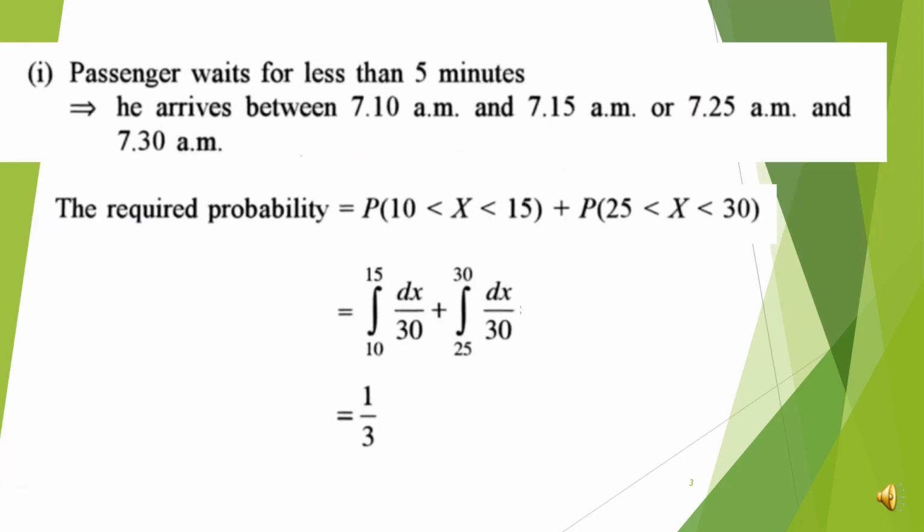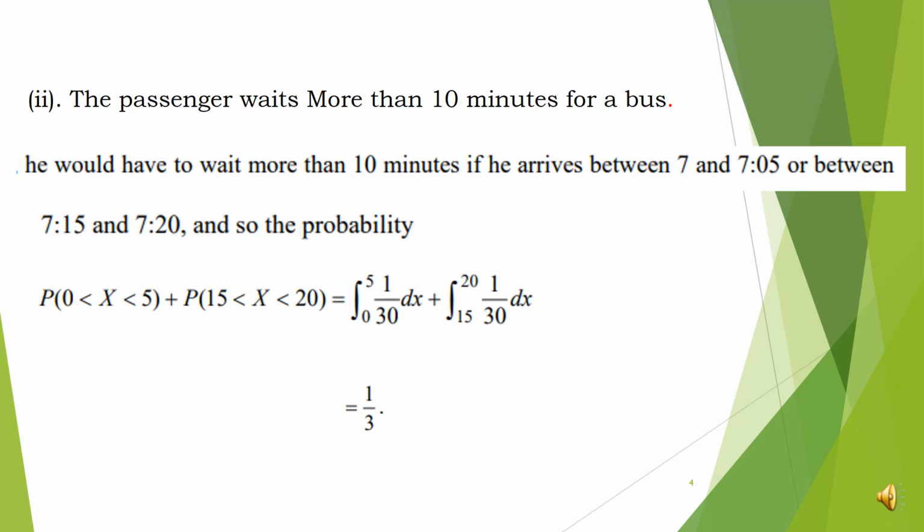To find the probability that the waiting time is less than 5 minutes, we consider the interval where the waiting time is between 0 and 5. Since the distribution is uniform, the probability is simply the length of this interval divided by the total interval, which is 30 minutes, so it is 1/3. Similarly, to find the probability that the waiting time is more than 10 minutes, we consider the interval from 10 to 30 minutes. Again, we divide this interval length by the total interval to get the probability. This shows how the uniform distribution simplifies the calculations.